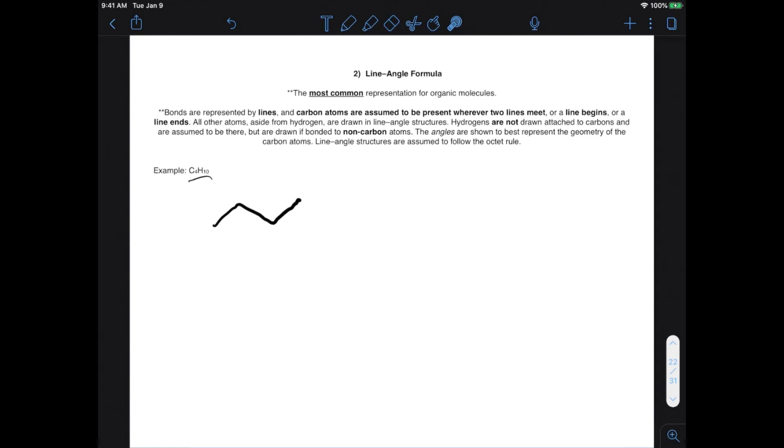So let's go through this a little bit so you can see what I mean. Right, so this end point here, right? There's a carbon here. And it's bonded to something. So what is attached to that carbon? Right, it has one bond, so what are the other three things attached to it? They have to be hydrogens, right?